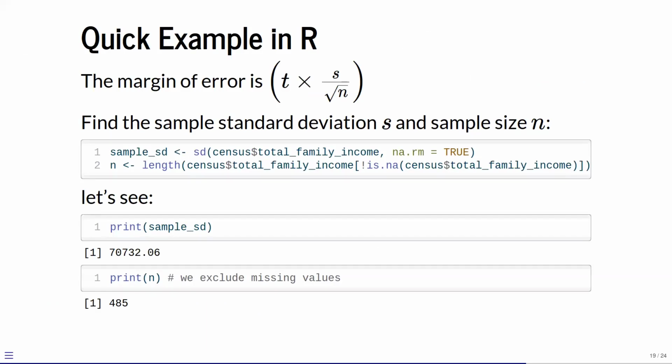Next, we will calculate the margin of error, which has 3 components: the t quantile, the sample standard deviation, and the square root of the sample size. So we find the sample standard deviation S and the sample size N and exclude missing values here. We use the sd function to calculate the sample standard deviation and the length function to calculate the sample size. The sample standard deviation is around 70,000 and the sample size is 485 because we excluded missing values.